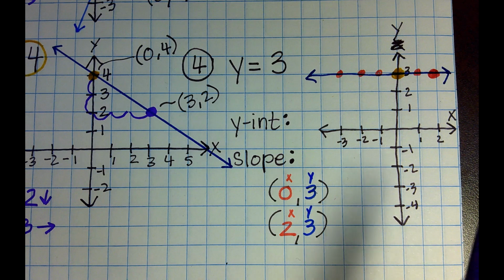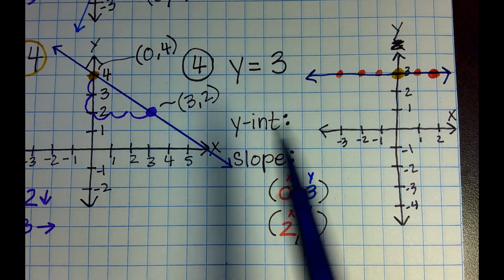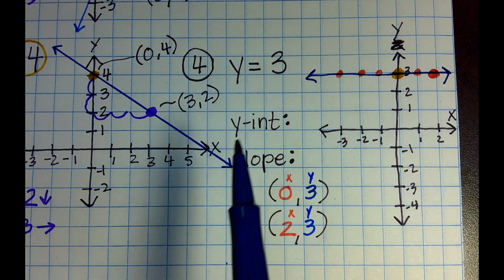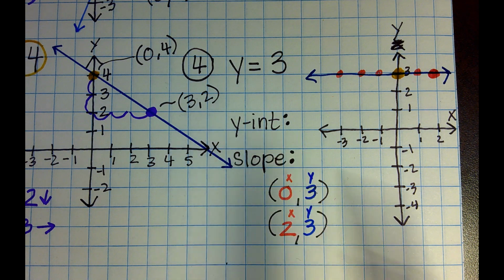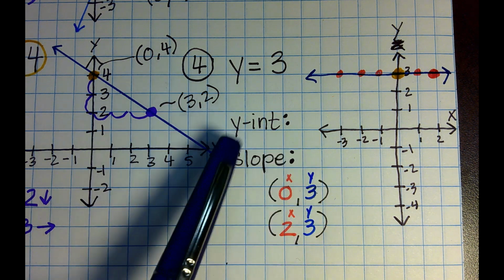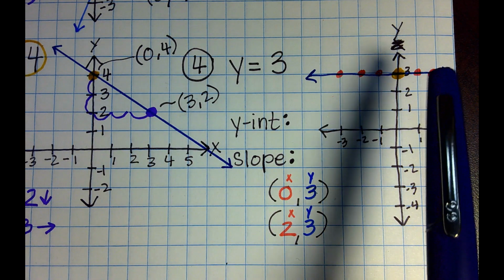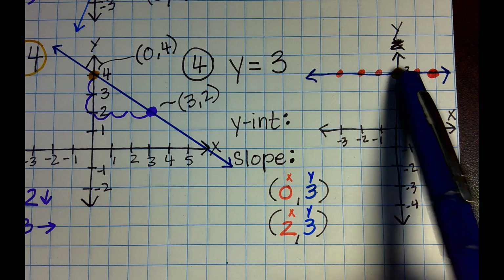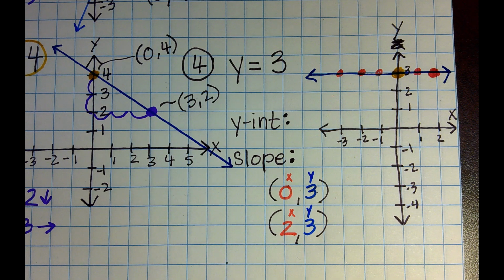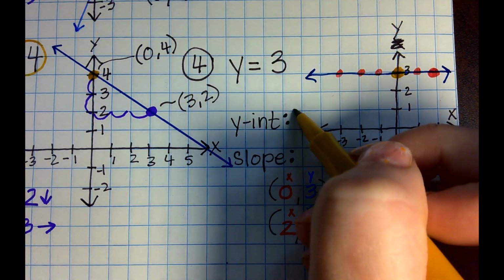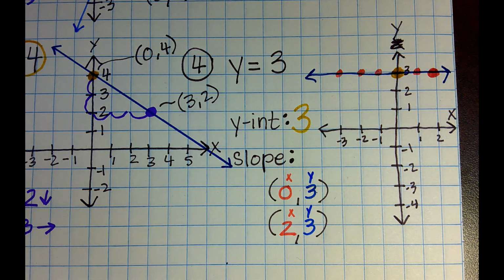So let's work backwards on this one. Now that we have a line graph, what's our y-intercept? 3. The y-intercept, basically the definition of that is where is the line touching the y-axis? It's touching at 3. So I'm going to write 3 for my y-intercept. And for the slope, let's think about it. Our slope tells us how far up to go and how far over to go.